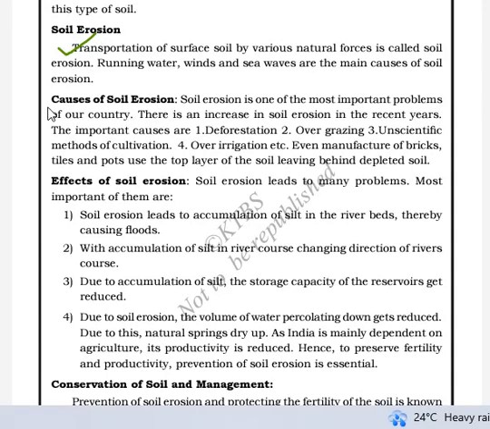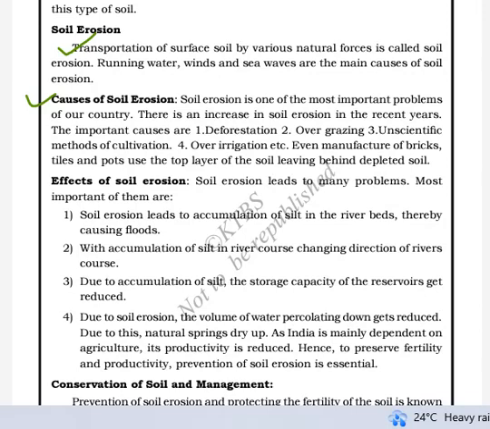Now let's read about the causes of soil erosion. What are the different causes of soil erosion? This is one of the major problems faced in our country, and this soil erosion problem is increasing day by day in recent years, right? So what are the major causes of soil erosion?